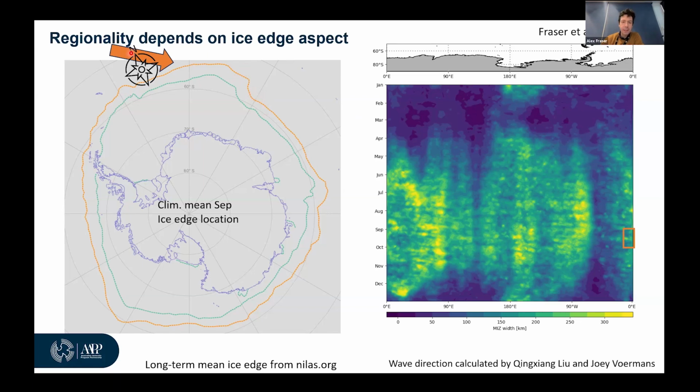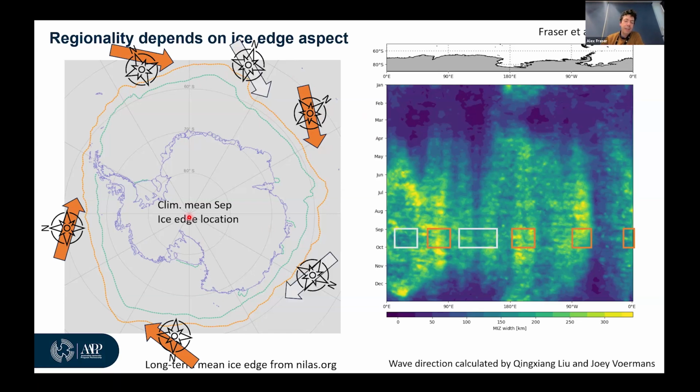What I've done is highlight 4 regions around the coast where the ice edge has a westerly aspect, which tends to intercept more of this energy. And lo and behold, these 4 regions have high MIZ width in September. This is September, by the way. Conversely, there are 3 regions where the ice edge has an easterly aspect, and these tend to be regions where there is lower MIZ width.